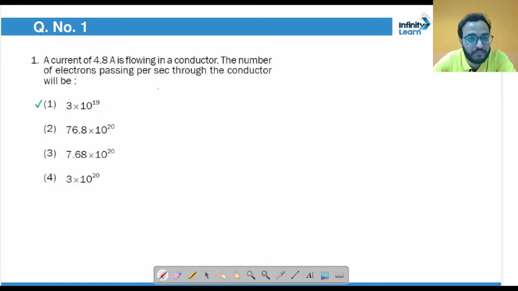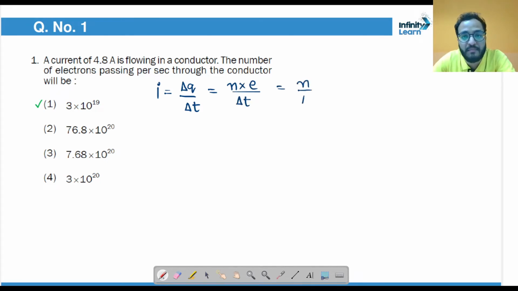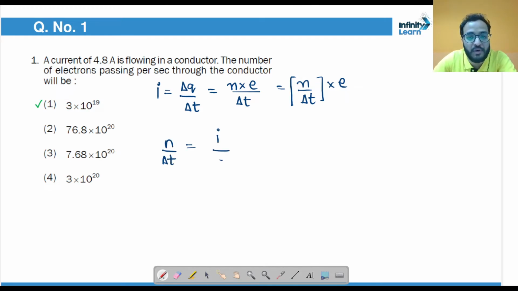Okay, fine. See, I equals delta Q upon delta T, right? And what is delta Q? Delta Q is the number of electrons into the charge of a single electron. So what they are asking is N by delta T, that is the number of electrons per unit time. N upon delta T will be I upon the charge of electron. What is current? 4.8. What is the charge of electron? 1.6 into 10 to the power minus 19 coulombs. So here you can solve and get the first option, right?